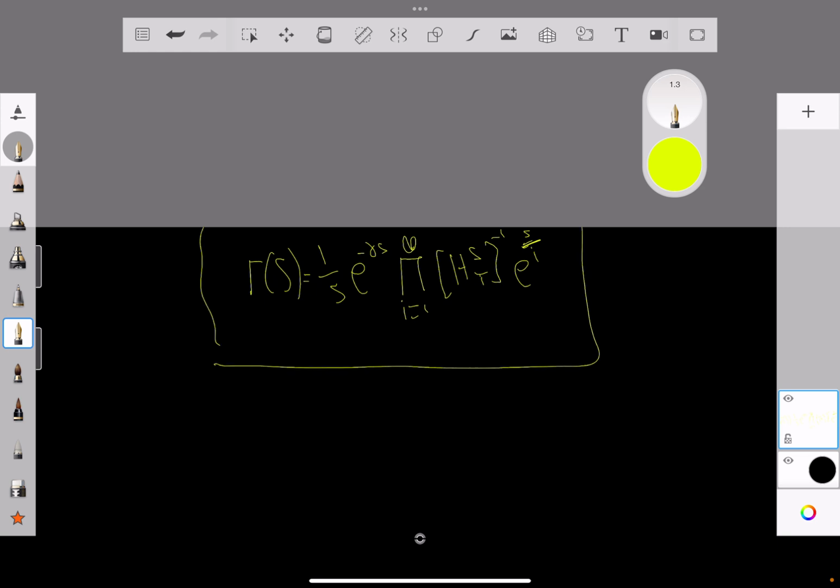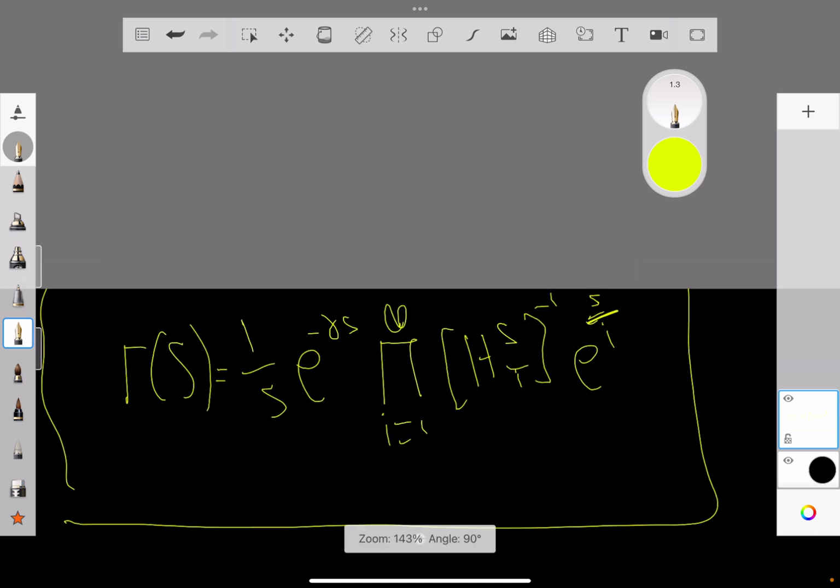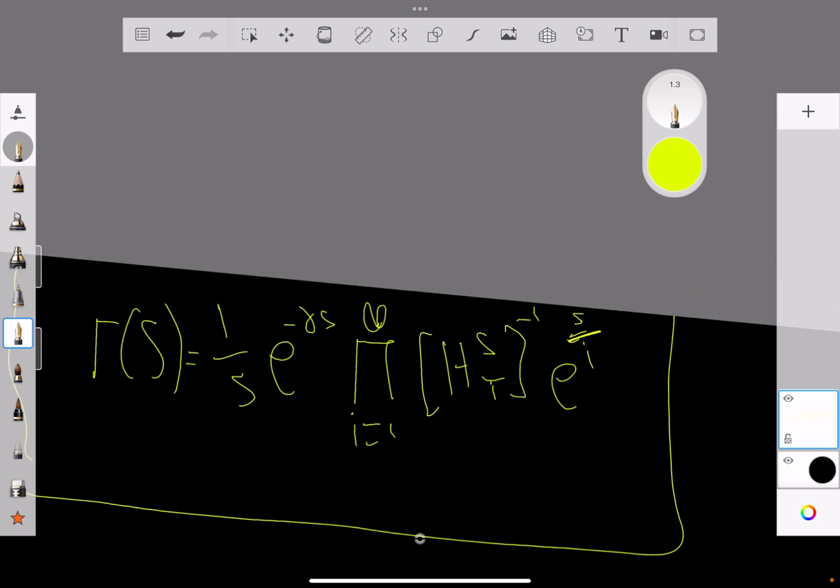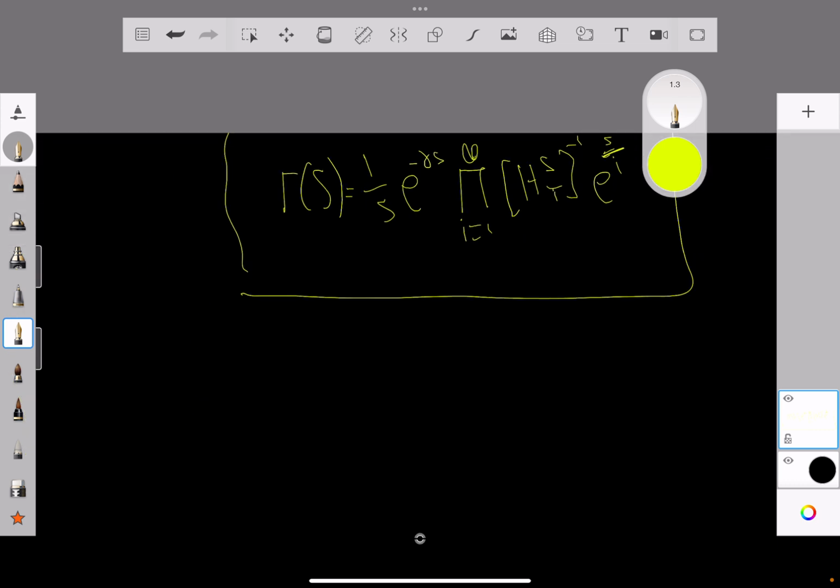So, Euler says the gamma function: 1 by gamma of s equals 1 by s multiplied by e to the negative Euler-Mascheroni constant multiplied by s, and multiplied by the product from i equals 1 to infinity of (1 plus s by i) to the negative 1 multiplied by e to the power of s by i. So how did this come about?